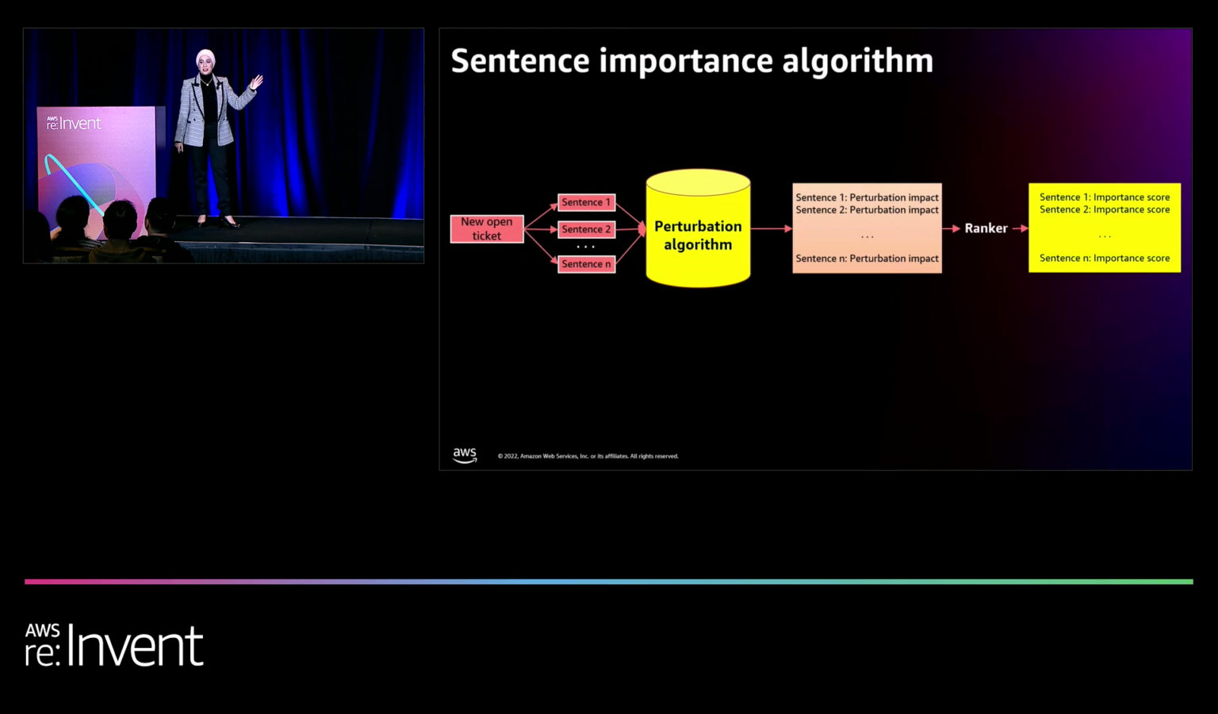Now, what we do is reiterating. So we have our ticket. We have different sentences. We would give them to the perturbation algorithm, and we would be measuring in a loop the perturbation impact for every one of the sentences. Then we would link this impact to the importance. If the impact is big when we have removed a certain sentence, then it means that this certain sentence is important to the output as compared to another one that did not make any impact when we removed it or when we perturbed it.